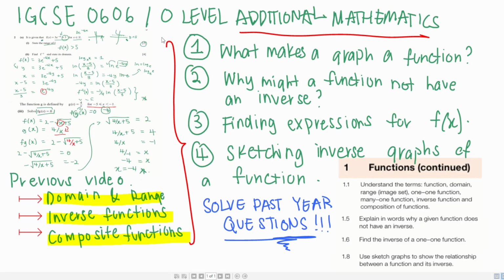In my previous video, I have already covered how to find the domain and range of a function, how to find an inverse of a function, and how to solve for composite functions. This video will follow the 0606 Cambridge IGCSE syllabus, and we will be learning how to apply these concepts by solving past year questions. So let's begin.